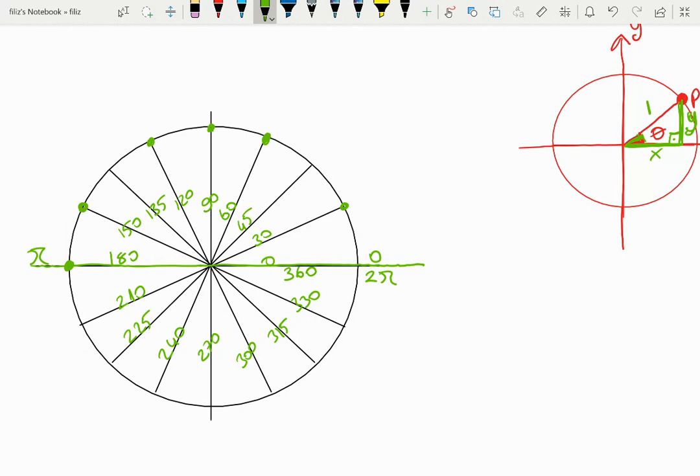So the half circle was pi. So when I divide into 6 pieces, this piece is pi over 6. This one, 2 pi over 6. And this piece, 3 pi over 6. 4 pi over 6.